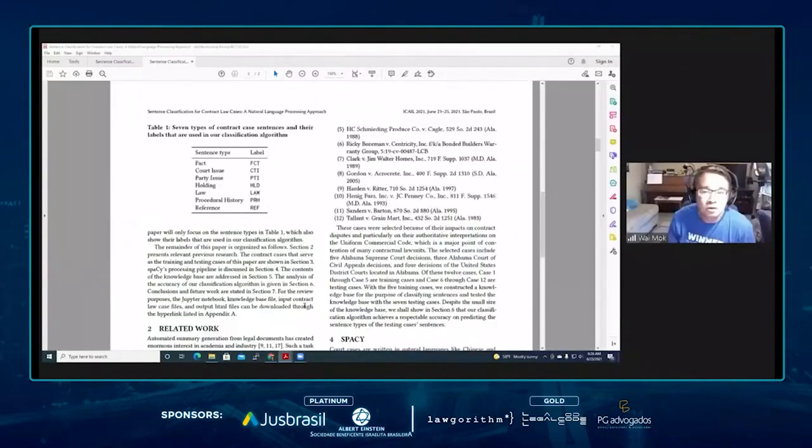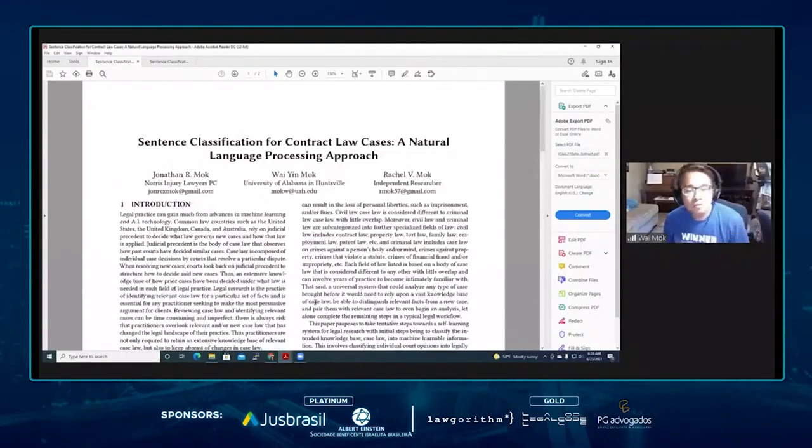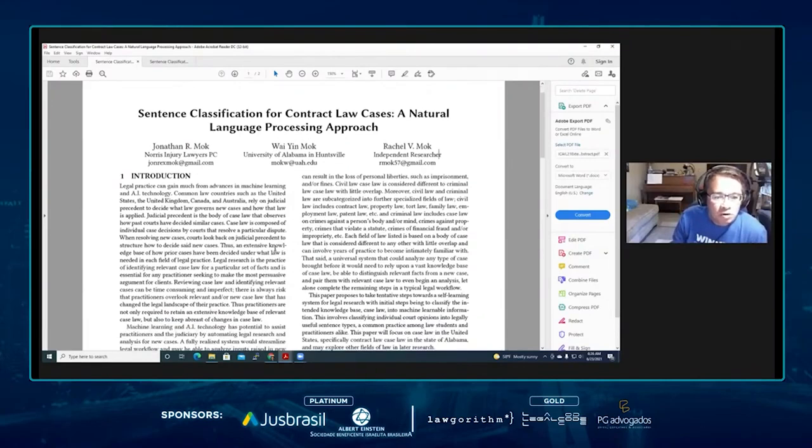Okay, so this is a research effort. This is a research paper done by my son, who is a licensed lawyer in Birmingham. And I'm a professor at the University of Alabama in Huntsville. And my daughter is helping me do some data analysis on this. In the paper, we introduce the importance of classifying different types of sentences in contract laws.